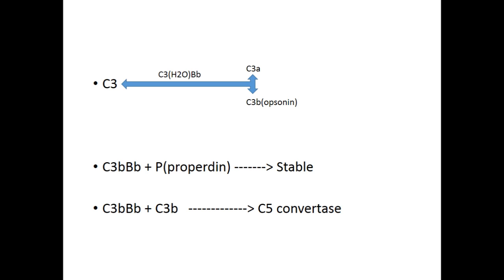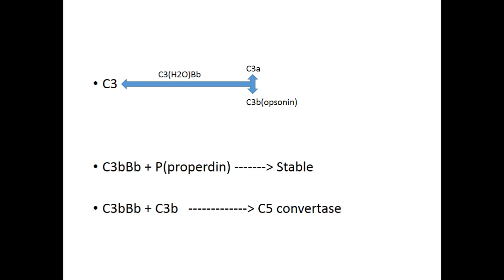Now the C3bBb that I have told is the C3 convertase. It will bind with protein P, another protein in the alternative pathway. It's also called properdin, and then it will stabilize. This properdin will stabilize the C3 convertase. Actually, this alternative pathway was previously known as the properdin pathway because of this.